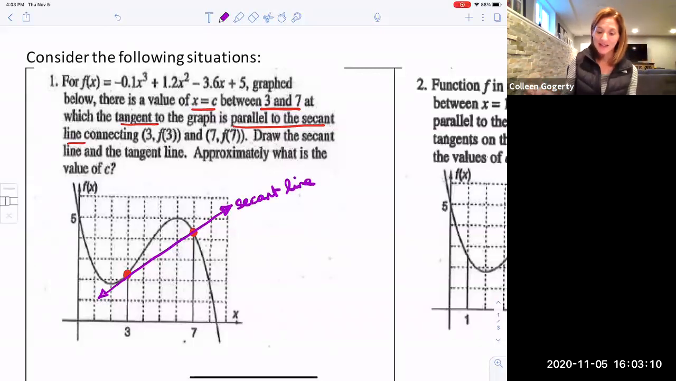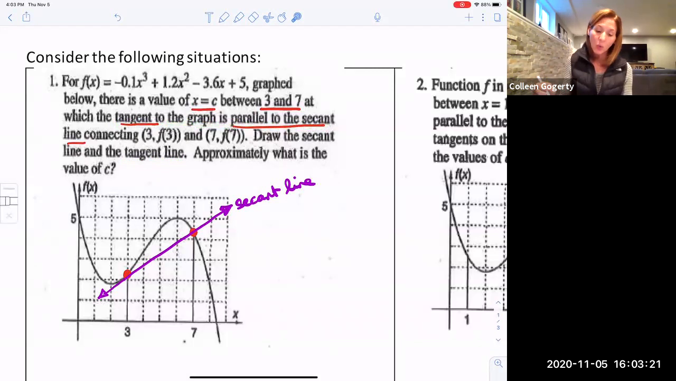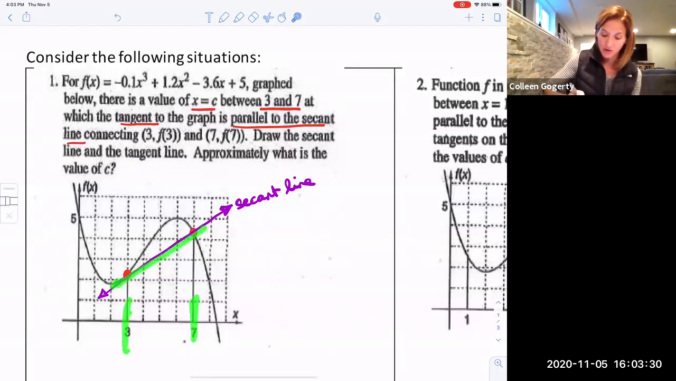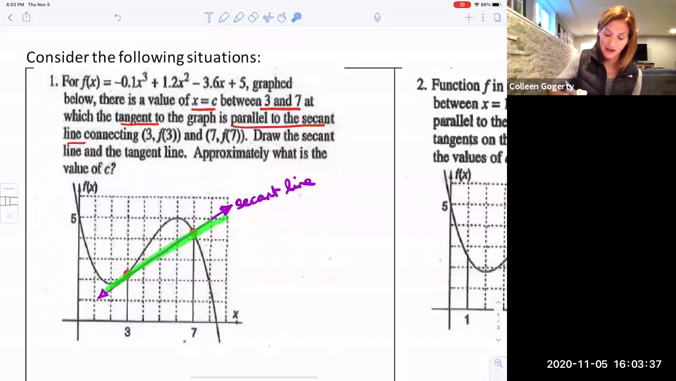Now, what they're asking us to do is not only draw the secant line, but they also want us to draw the tangent line. And keep in mind that they told us the tangent line is parallel to the secant line. So where can we draw a tangent line in between the interval 3 to 7 that is parallel to this one? Once again, I want a tangent line that is parallel to the secant line in between 3 and 7, so that we're on this interval.